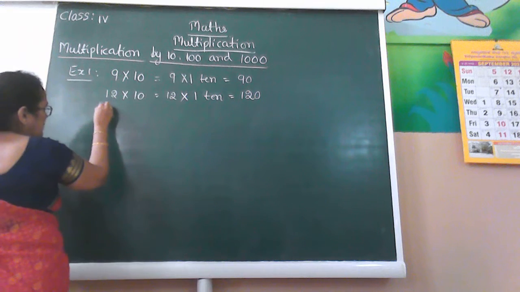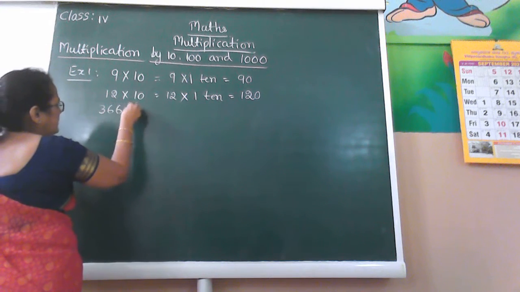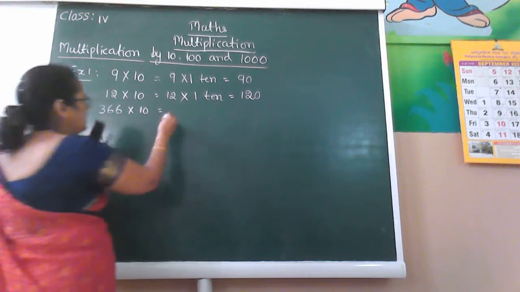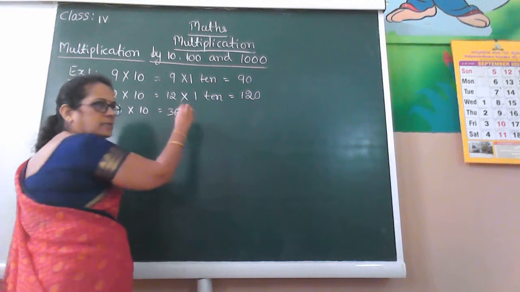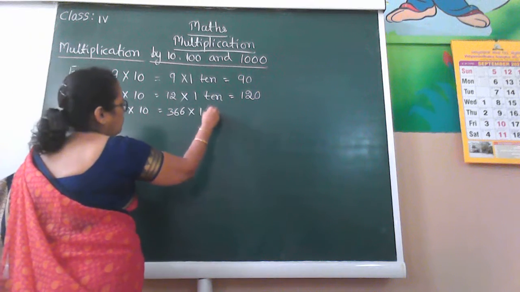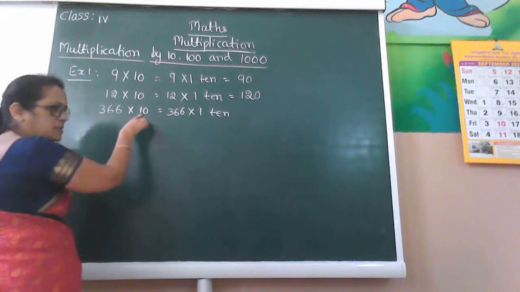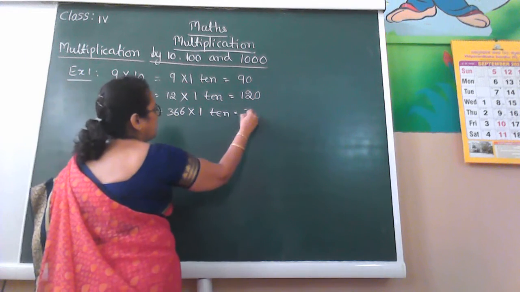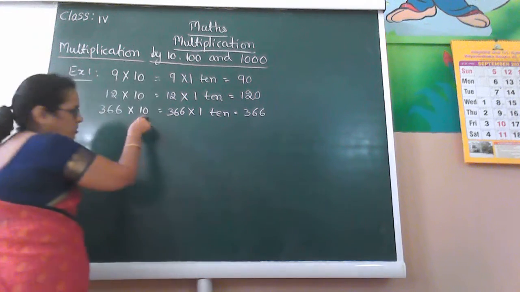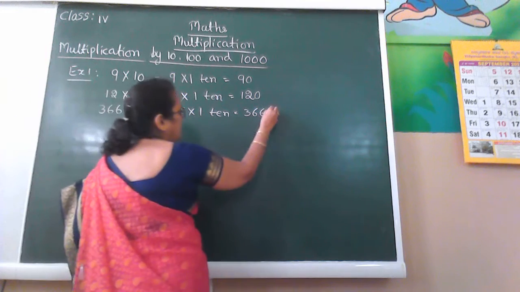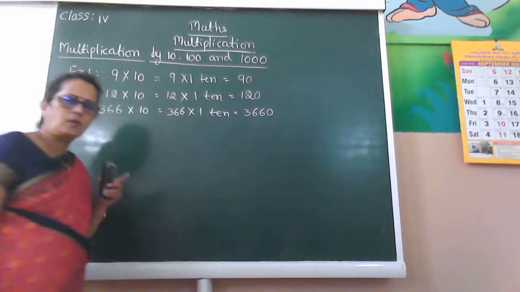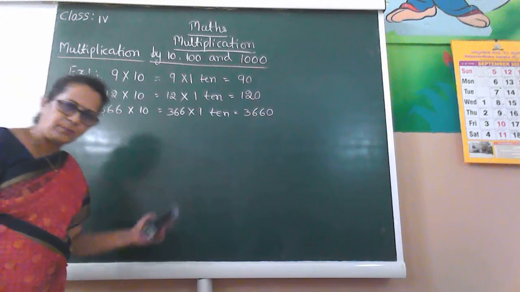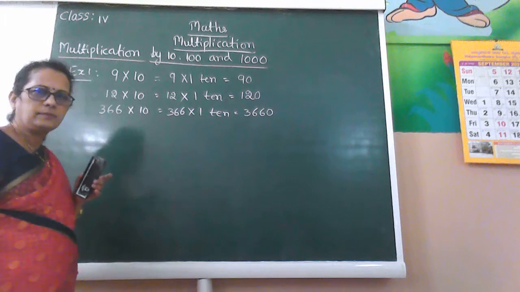So we will do another one. We take a 3-digit number. 366 into 10. Okay, write the given number 366, into 1 which is in tens place. So 366 ones are 366. Then what about the 0 here? Write 0. Okay. So that we will get this answer, the product, very easily.